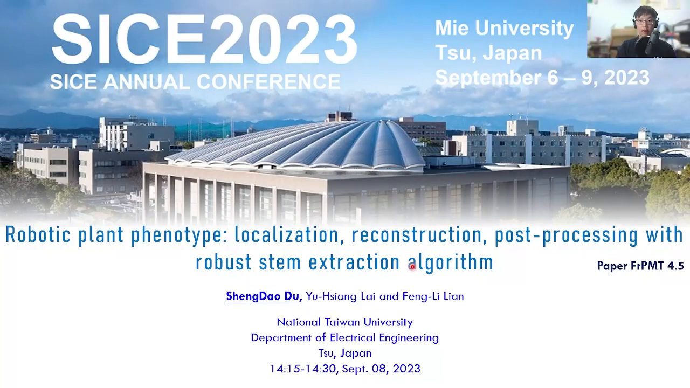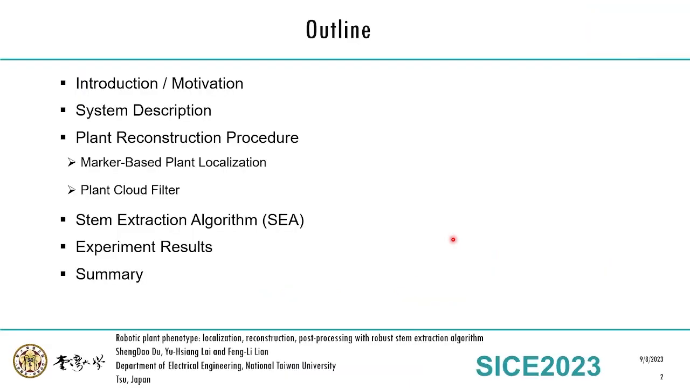The paper is called Phenotype Localization, Reconstruction, Post-Processing with Robust Stem Extraction Algorithm. We are coming from National Taiwan University. This is the outline. I will give the introduction, system description, plant reconstruction procedure, and stem extraction algorithm and its results. And then a short summary is given.